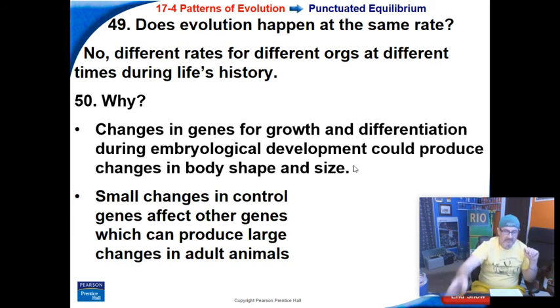There are also these genes called control genes, and these control genes affect other genes. So these control genes, if they're activated during certain times of development, can lead to really large-scale changes in adult animals.